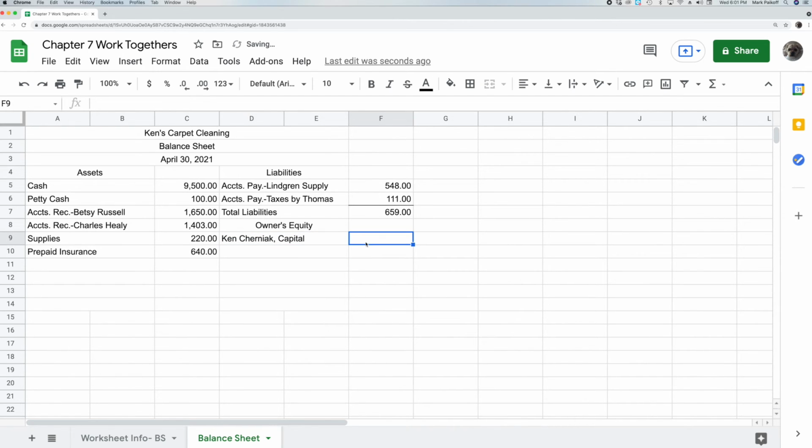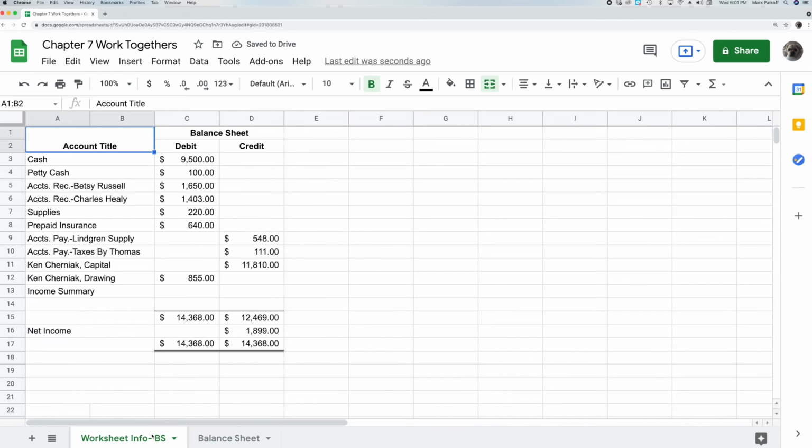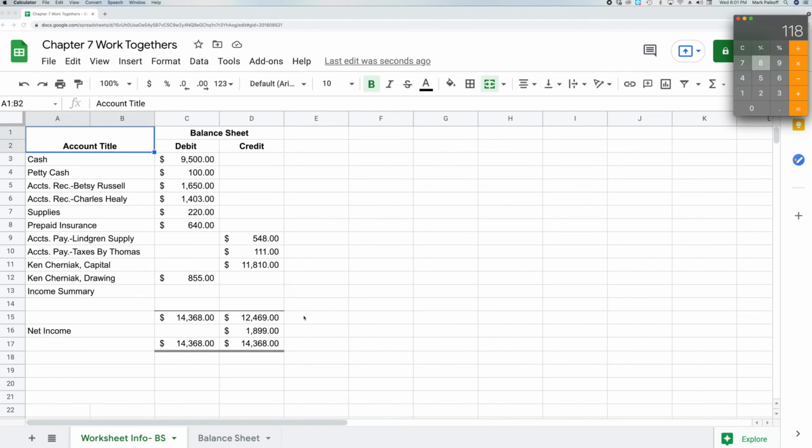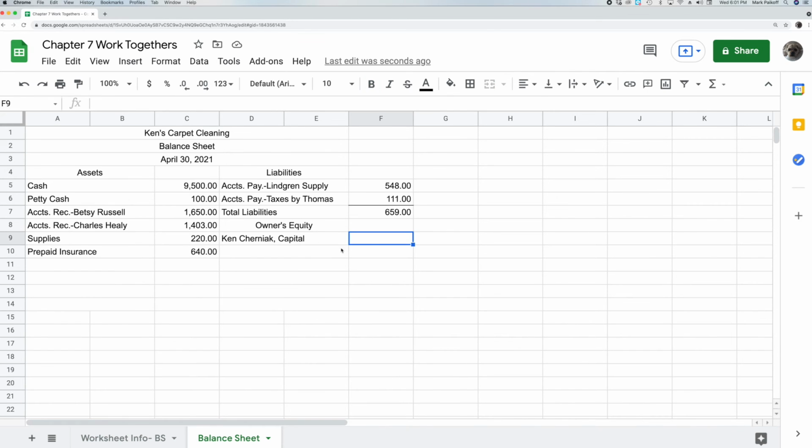Now, we need to pause and do a calculation here. So what we're going to do is we are going to take the amount in the owner's capital account, subtract from it the drawing, and then add the net income. So if we take 11,810, subtract the drawing, which is 855, and then add the net income, which is 1,899, that will give us the accurate capital account balance, which is $12,854.